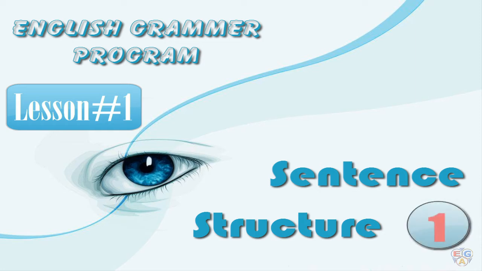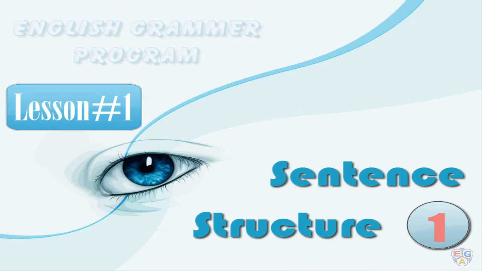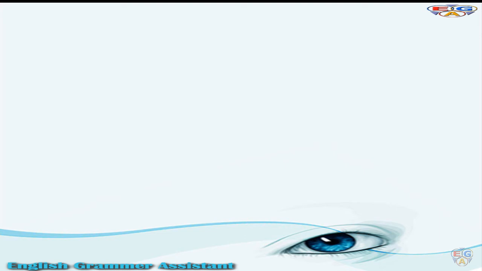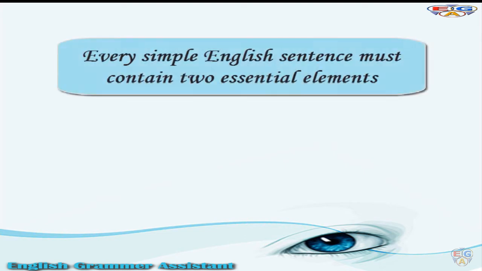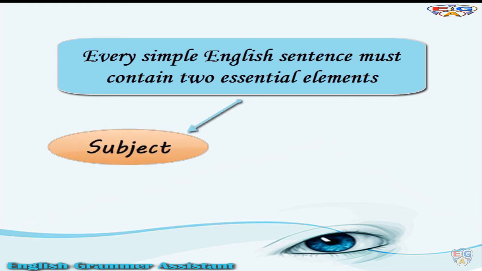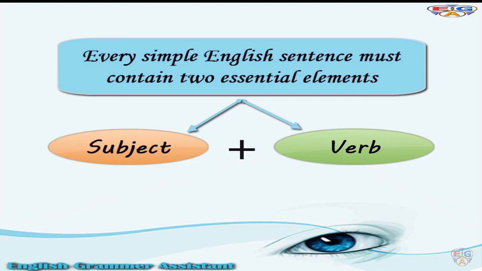Lesson 1. Sentence Structure. Every simple English sentence must contain two essential elements: subject and verb.